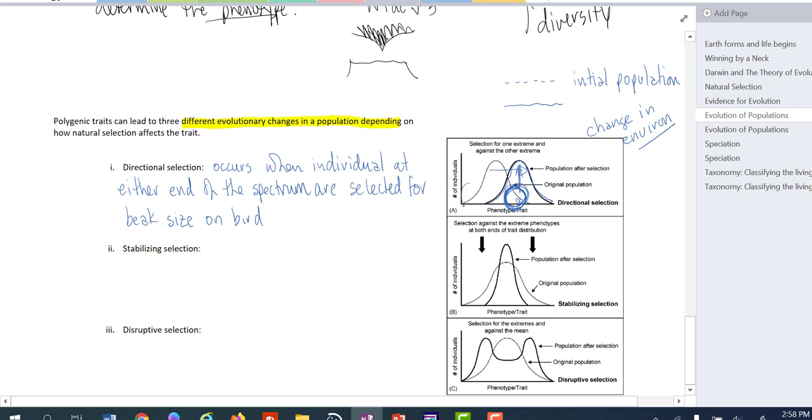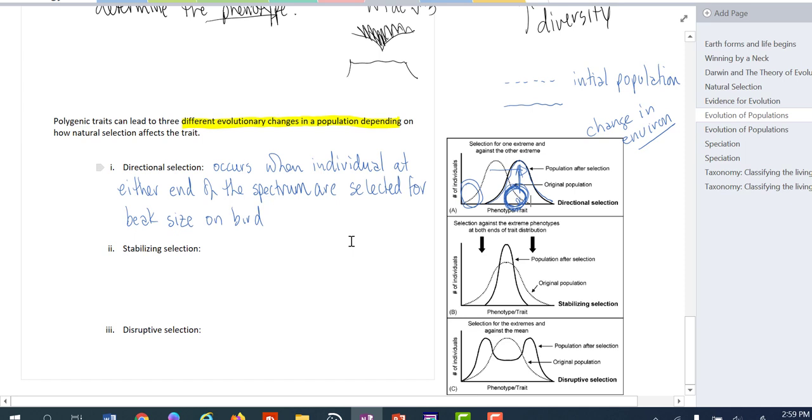So we call this directional because the original population is shifting one way, or it could equally happen where maybe small beak size was more favorable, maybe larger shells and seeds were wiped out and only small seeds were available, and if you had a large beak, it made it difficult to obtain food, right? So it could shift either way, but you get a direction one way or the other, directional selection.